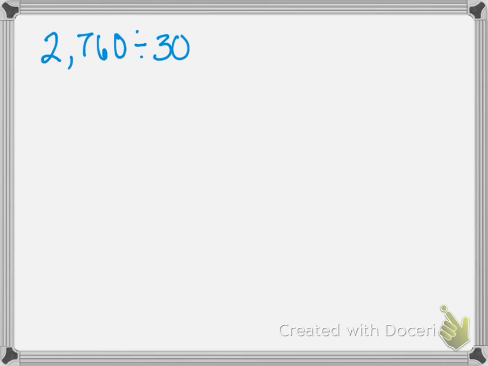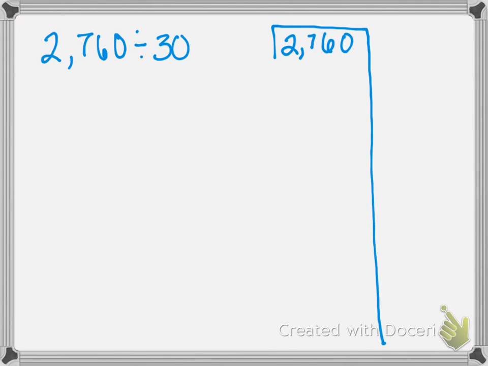So here we have 2,760 divided by 30. 30 is our divisor. 2,760 is the dividend. So we're going to set it up. And remember, when we set up our partial quotients, we want to give ourselves a lot of room underneath to record our work. So I'm going to put 30 here.